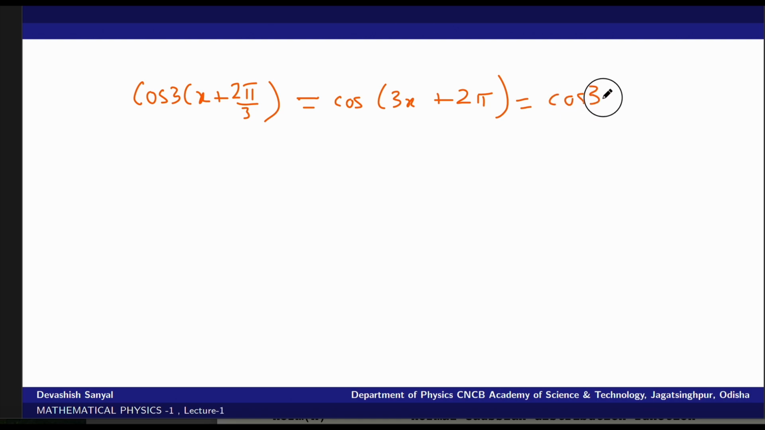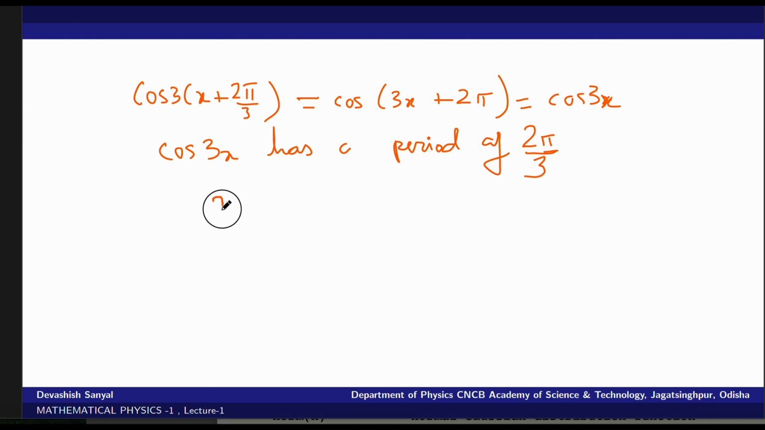So just as in the case of sine, cos 3x has a period of 2 pi by 3, which is of course less than 2 pi, is it not? So 2 pi by 3 is less than 2 pi.